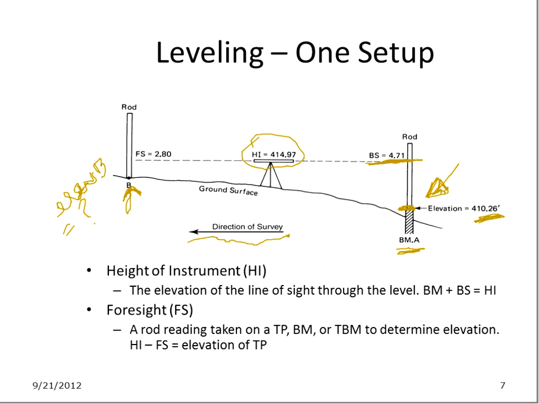Okay, right. It is 412.17, and we got that by subtracting 2.80 from the height of our instrument. So basically what we're doing is we know an elevation here, we're going up to here, we're going across this way, and then we're coming back down here to the measurement at B.